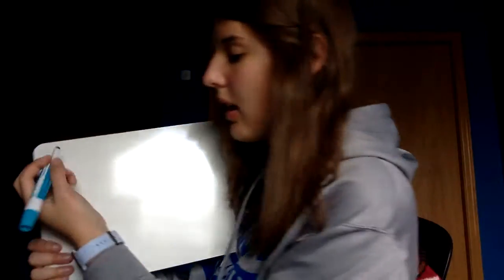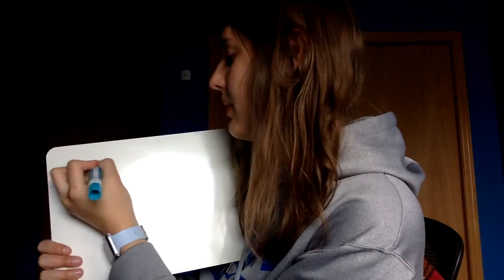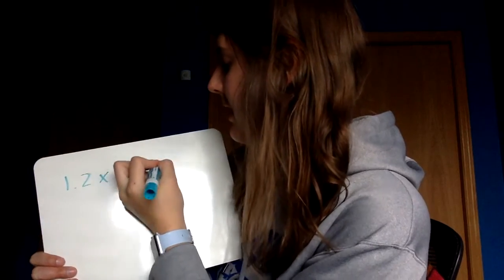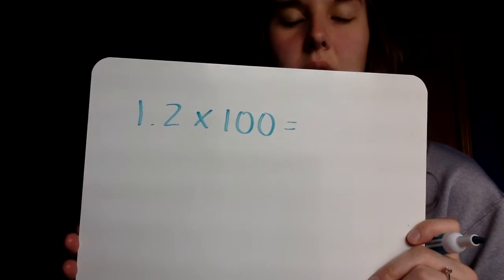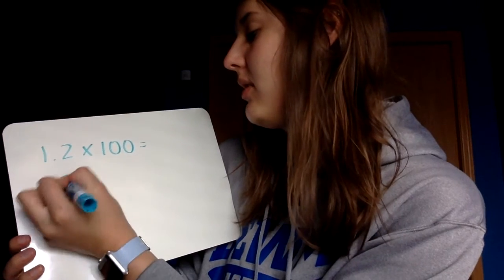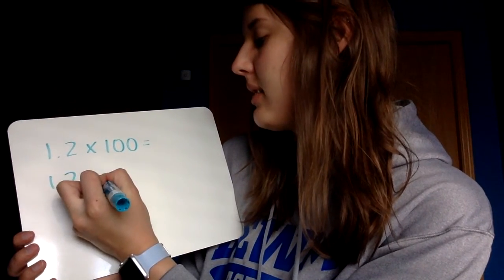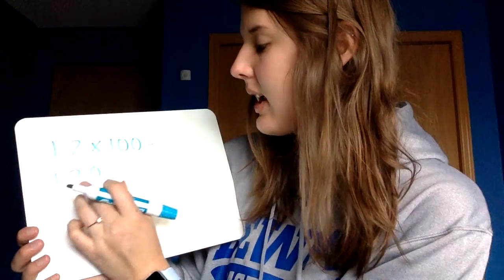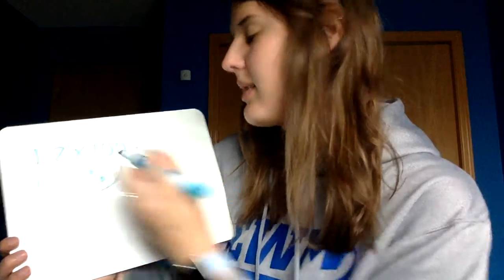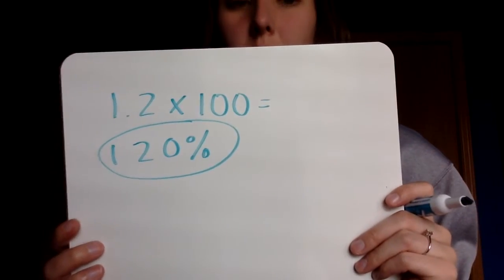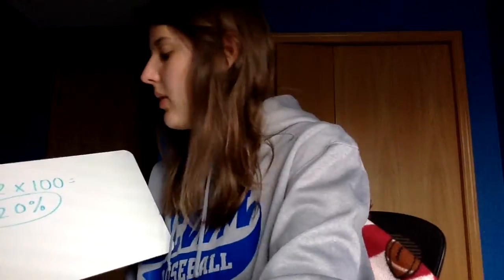Our next one, write 1.2 as a percent. All we are going to do is 1.2 times 100. You guys know the quick trick that I always talk about. There's 2 zeros behind the 1 in 100. So I move that decimal 2 places to the right. So we have 1.2. I'm going to move it 2 places over and add my 0 there. So our answer is 120%. Remember, you can always use that quick trick just to move that decimal over.